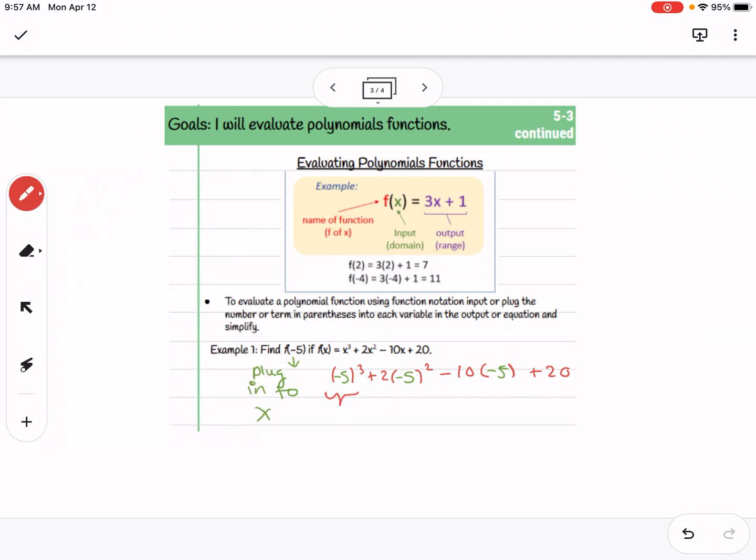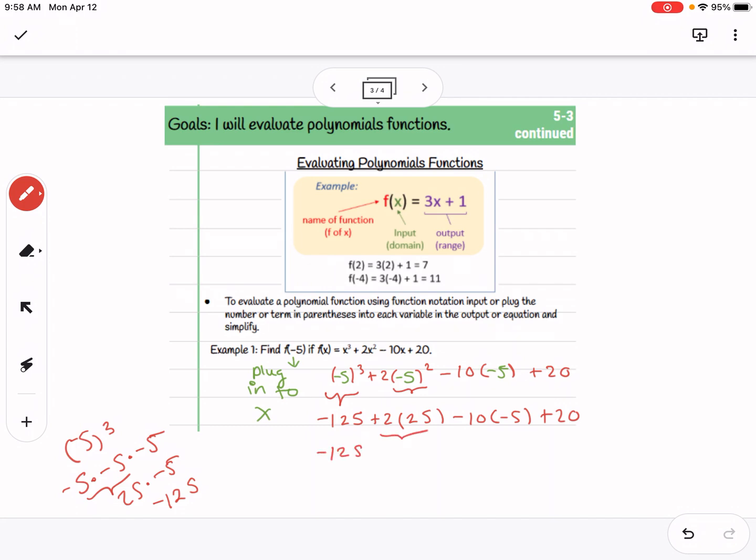So I'm going to start with -5 cubed. -5 cubed means we're doing -5 times -5 times -5. That comes out to -125. Next, I'm going to do -5 squared, which is positive 25. So I'm doing my PEMDAS, exponents first, because all the parentheses were already simplified. Then I'm going to do any multiplication step. So here, 2 times 25 is 50. -10 times -5 is positive 50.